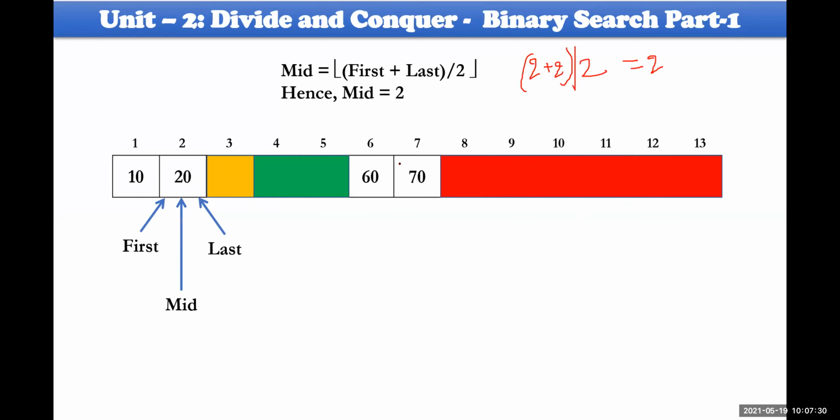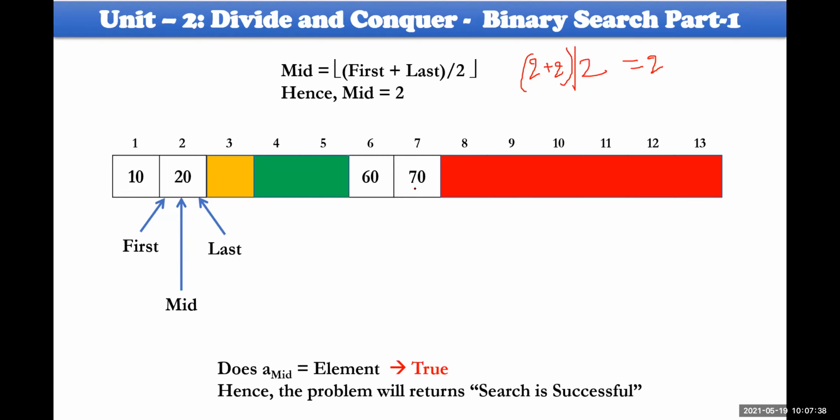Now the search element will be whether f of mid is equal to the element or not. Yes, it is true. Now the search is successful here. In this way, we identify whether the search is successful or unsuccessful by taking one more example. You can see I have already given this in the next to next slides.